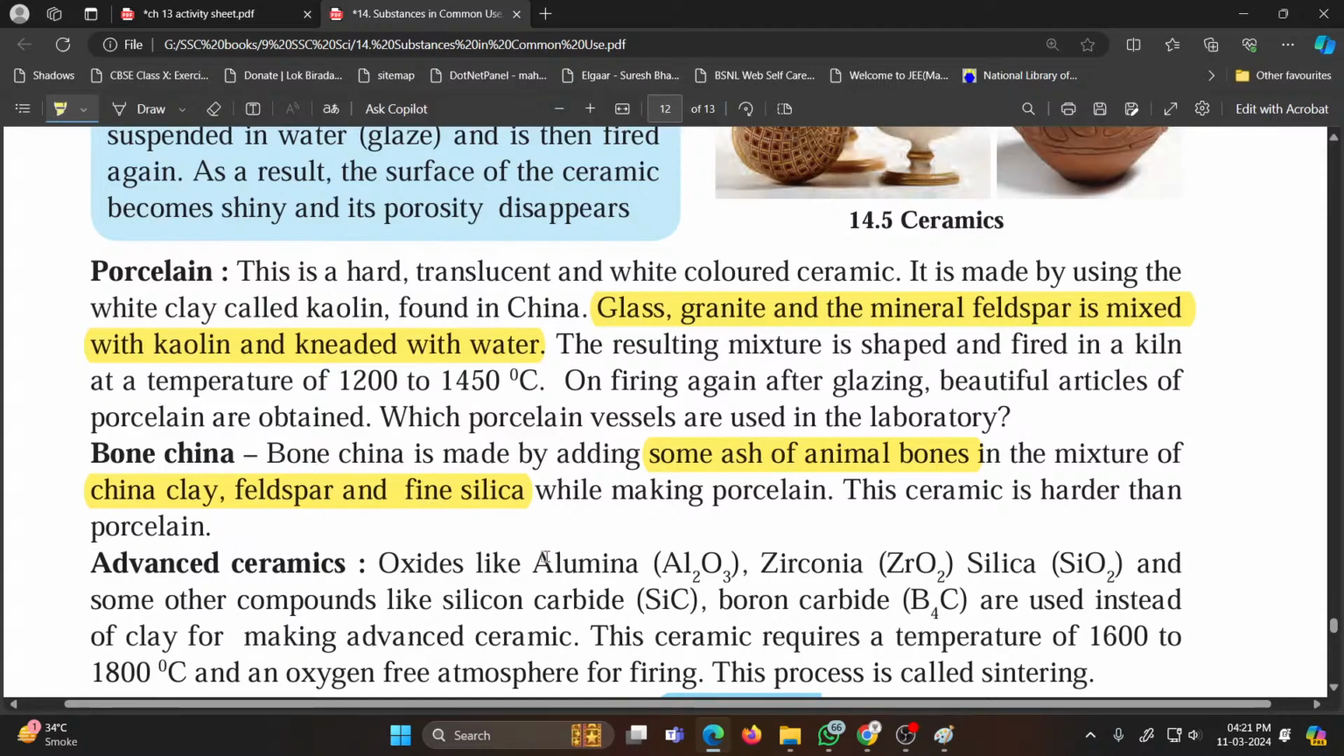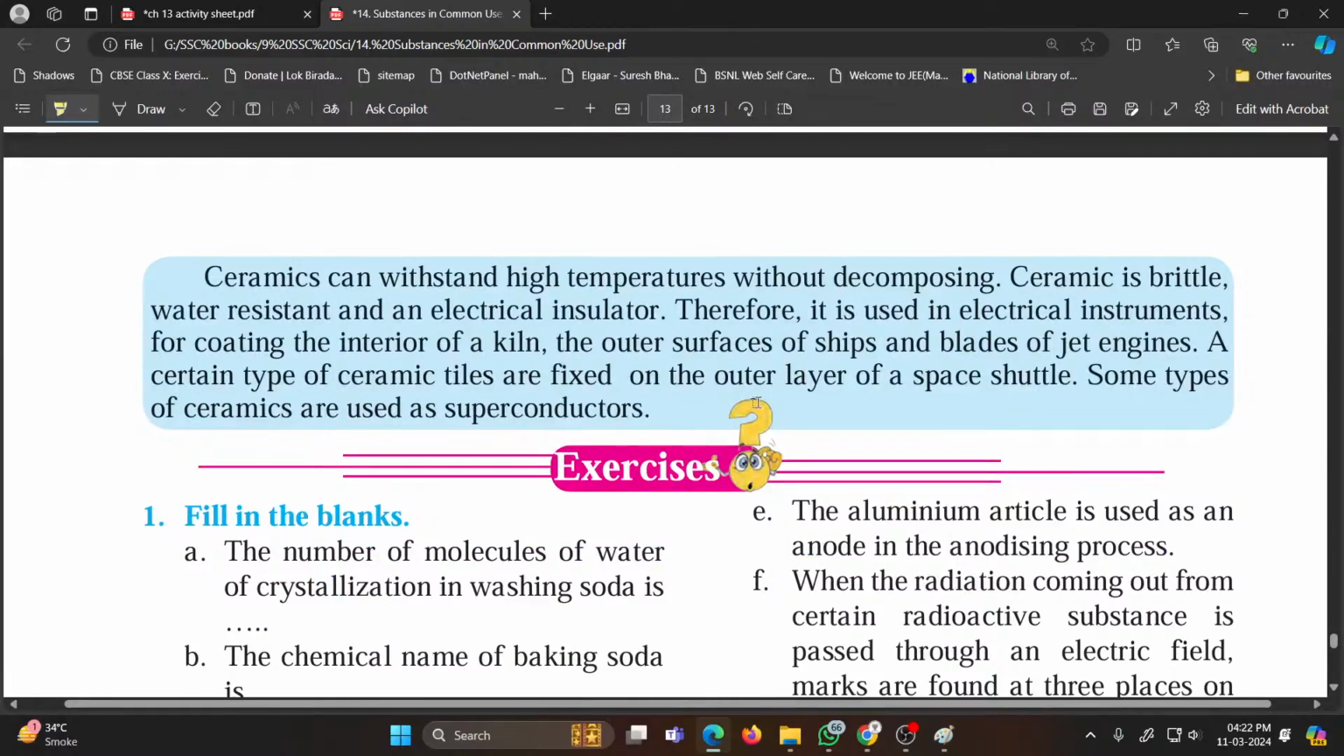Advanced ceramics are made from the salts like alumina, Al2O3, zirconia, silica, and some other compounds like silicon carbide and boron carbide. Uses of advanced ceramics. The advanced ceramics are used as superconductors. They are used to fix the outer layer of space shuttle. Then they are used for coating the interior and outer surface of ships and blades of jet engine.